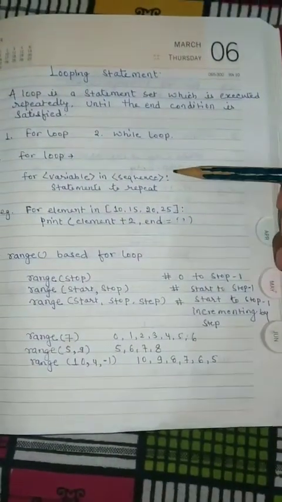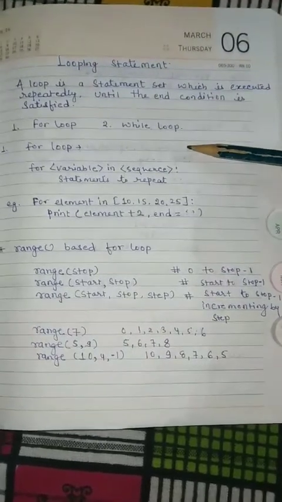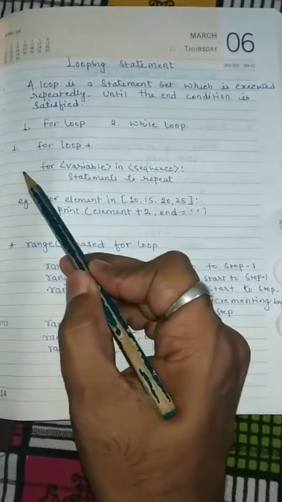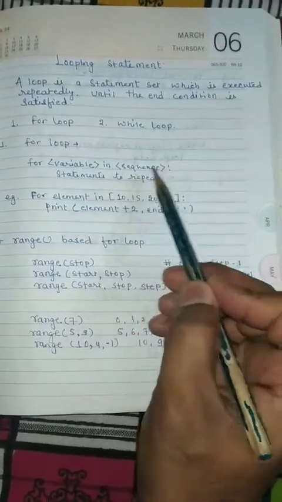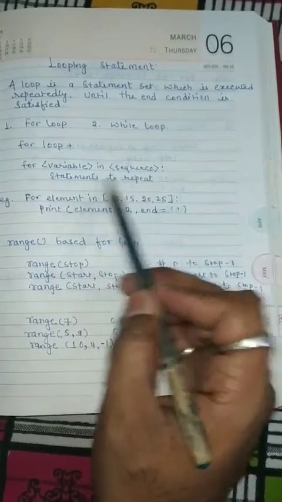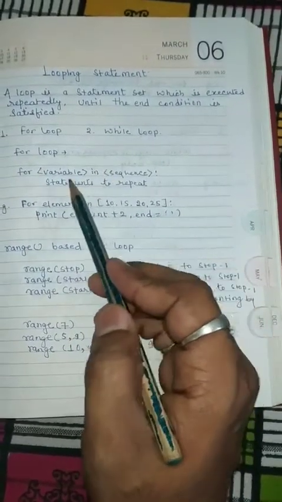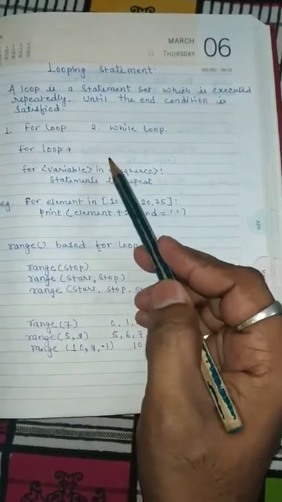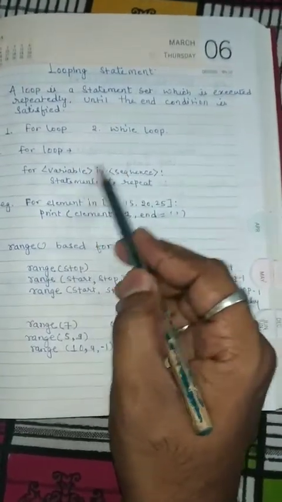It processes items in any sequence, such as a string or list, one by one. So it is nothing but a counting loop. The syntax of for loop is: for variable in sequence, then a colon, and an indented statement to repeat. What is the variable? The variable is the control variable. What is the work of the control variable? To take out the value in each iteration.